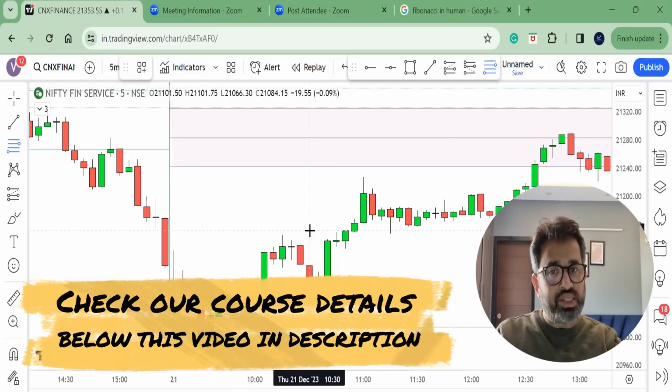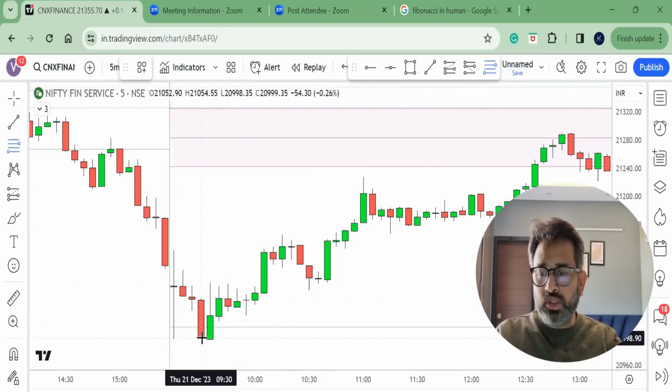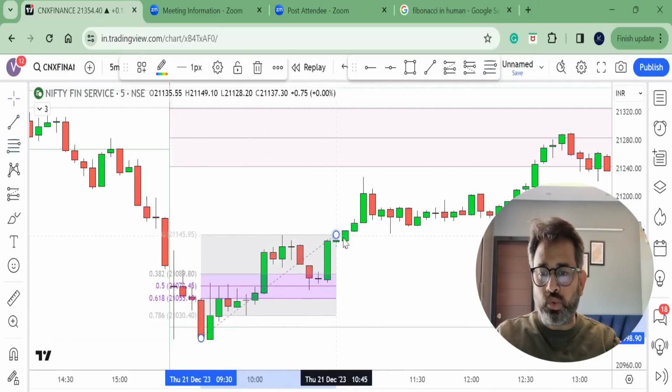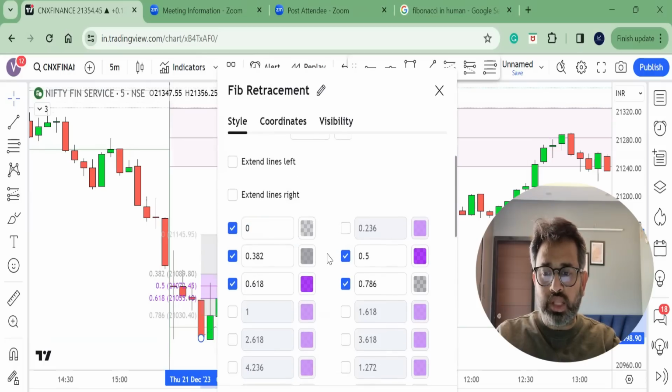Before that, let me show you the settings so that you can make the same settings on your chart. Once you have marked the swings, for example, I marked the swings, then if you go here, there are settings, right? Click on the settings, and once you go to the settings, it will show you the numbers. Remember, there are so many numbers. The most powerful numbers are 0.382, 0.5, 0.618, and 0.786. But if you ask me, I most commonly use 0.382, 0.5, 0.618, but 0.786, I normally don't use it.